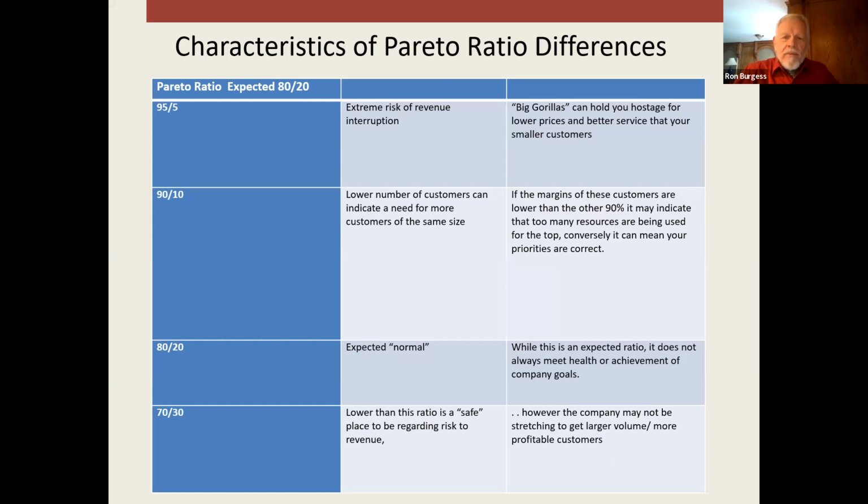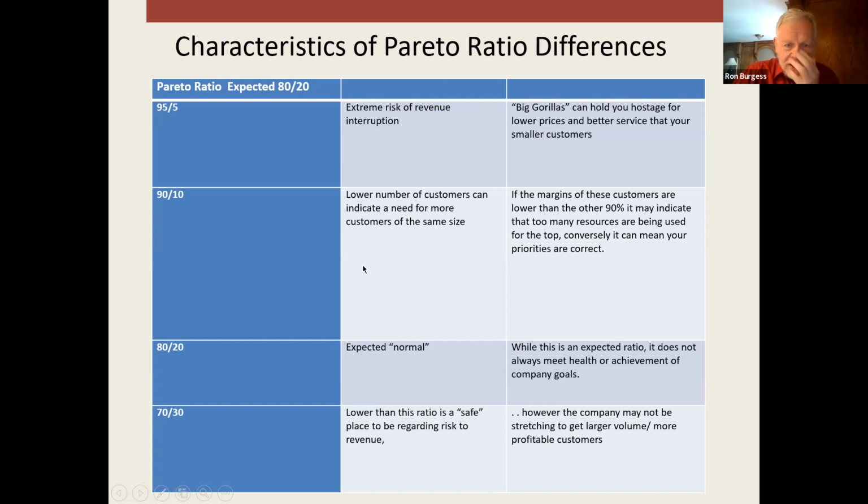And so this is just something that I put together to illustrate, if you're not in this normal tier down here, then what does it mean? If you happen to have, say, 5% of your customers generating 95% of your revenue, that would indicate that you really have an extreme risk, because you've got big gorillas and they can hold you hostage. So your prices tend to be a little bit lower, because you've got to deal with these 5 big gorillas in your business.